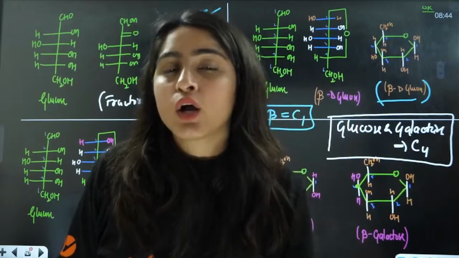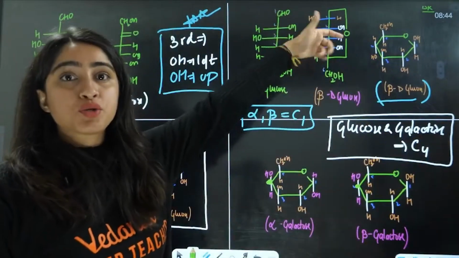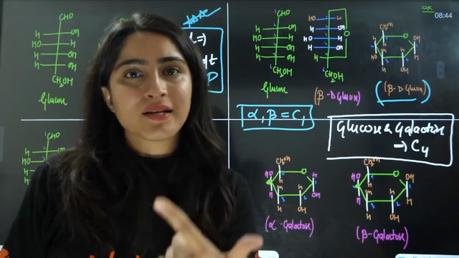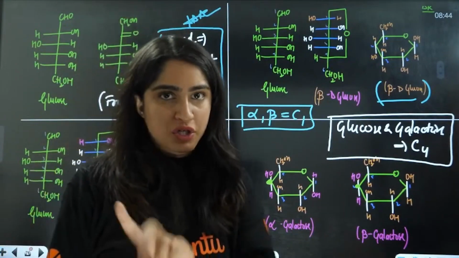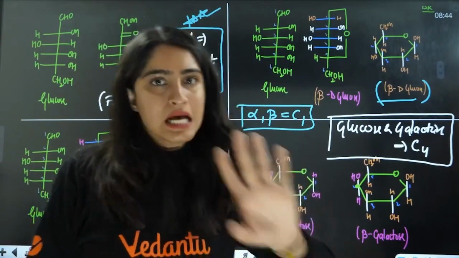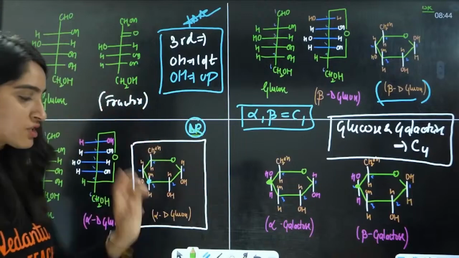Then what is beta glucose? There is a difference in the C1 position. What is the difference between glucose and galactose? There is a difference in the C4 position, okay? They are getting reversed here, right? Okay, we have done 4 structures now.